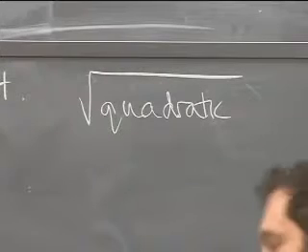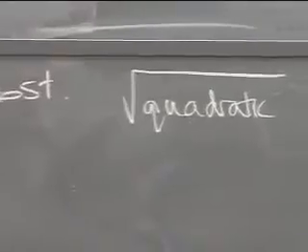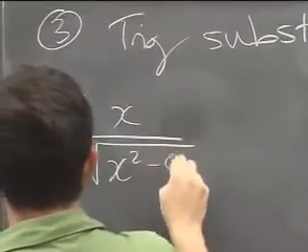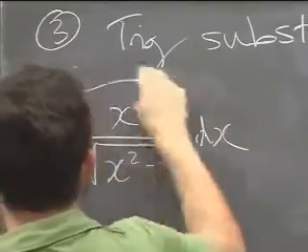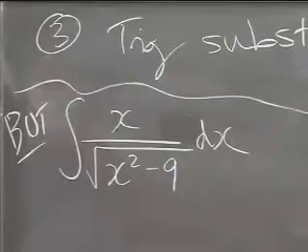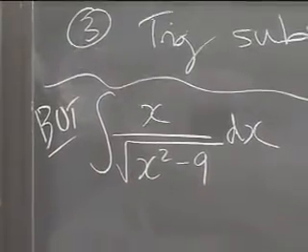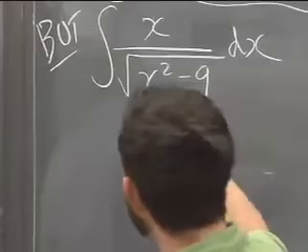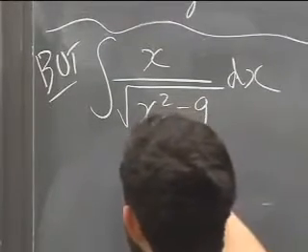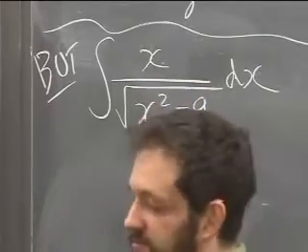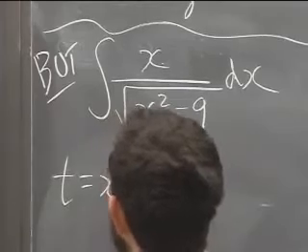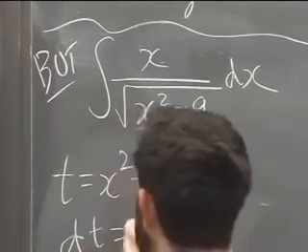An exception is if you had something like this. There's a square root of a quadratic. You'd think you'd use a trig substitution, but the easiest thing is to use a regular substitution, simply because the derivative of this bit is 2x, which is up there. Well, there's no 2, but the x is there. So t equals x squared minus 9, dt is 2x dx.